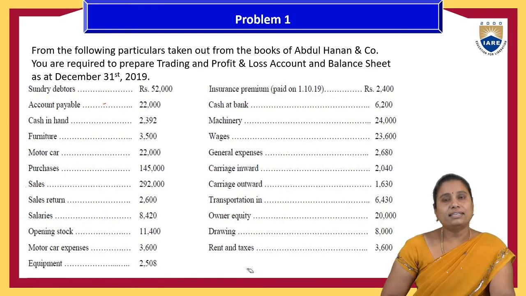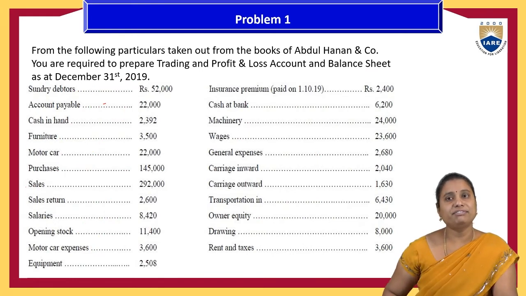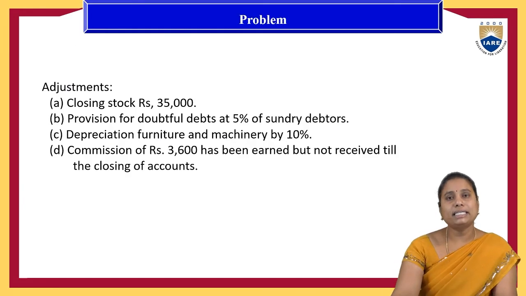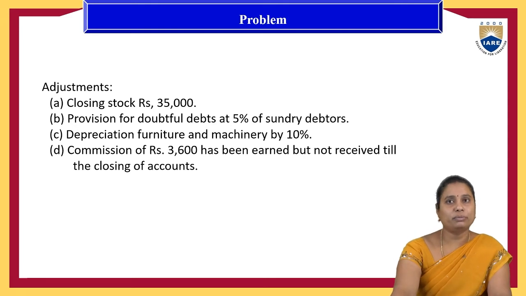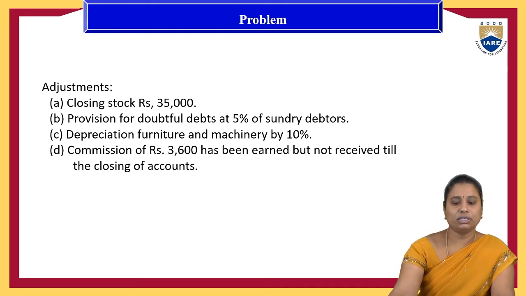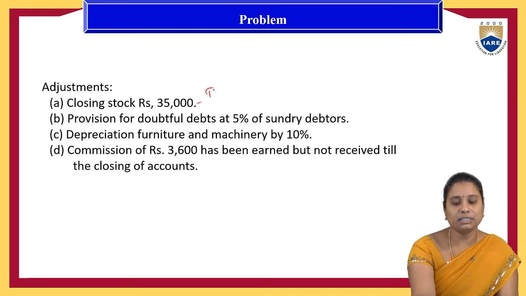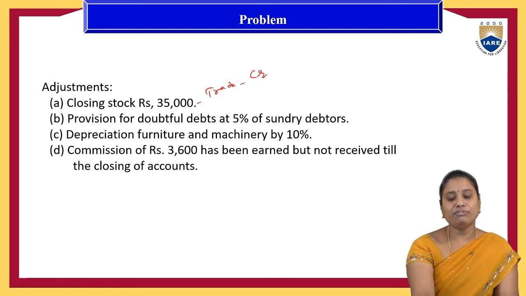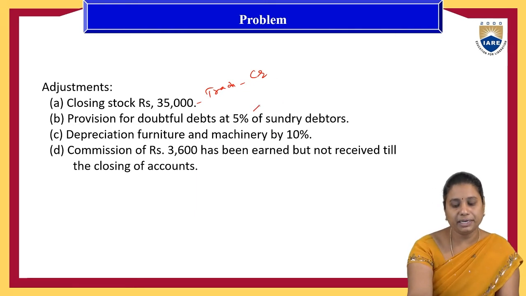So if we have learned these proformas, now it is easy for us to identify the accounts and post them. Some other additional information is provided in this problem, that is a closing stock of 35,000, which we know comes under the trading account, credit side. And provision for doubtful debts at 5% of the sundry debtors they are maintaining.